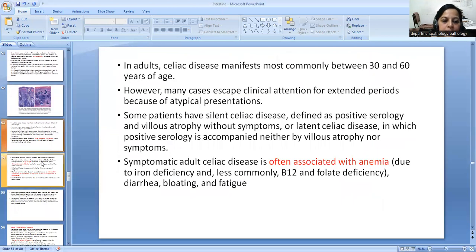In adults, celiac disease manifests most commonly between 30 and 60 years of age. However, many cases escape clinical attention for extended periods because of atypical presentation. Some patients have silent celiac disease, defined as positive serology and atrophy without symptoms, or latent celiac disease. Symptomatic adult celiac disease is often associated with anemia due to iron deficiency and, less commonly, B12 and folate deficiency.